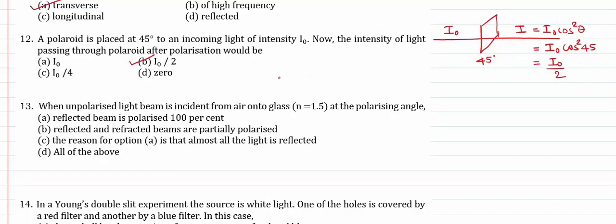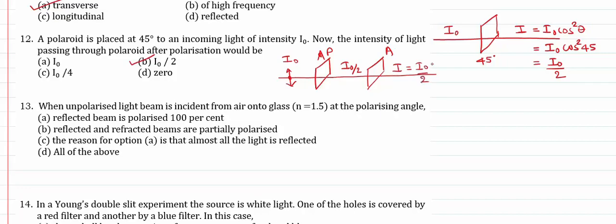Don't get confused with this. Suppose if analyzer and polarizer both are there. So suppose analyzer and polarizer. Here is the polarizer, this is the analyzer. Here unpolarized light of intensity I naught. So when it passes through the first polarizer, the intensity becomes I naught by 2. Here we apply Malus law. It will be I naught by 2 into cos square theta, where theta is the angle between analyzer and polarizer. So the angle between polarizer and analyzer.